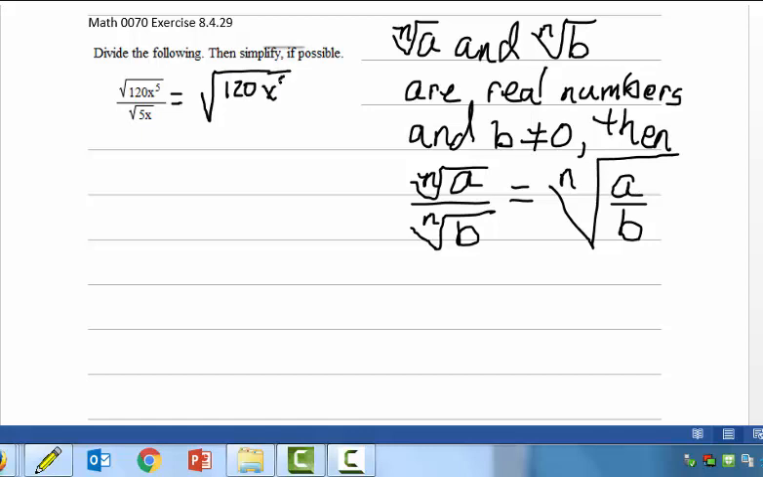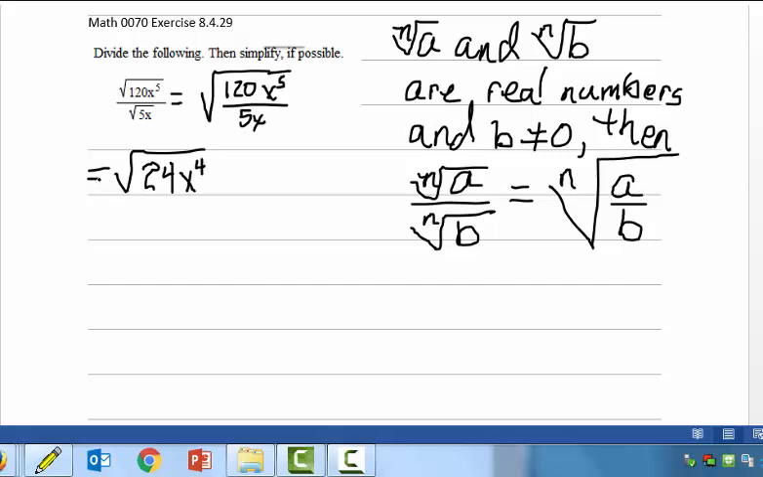x to the 5th over 5x. And that's actually the square root. 5 goes into 120 24 times, and then x to the 5th divided by x is x to the 4th.